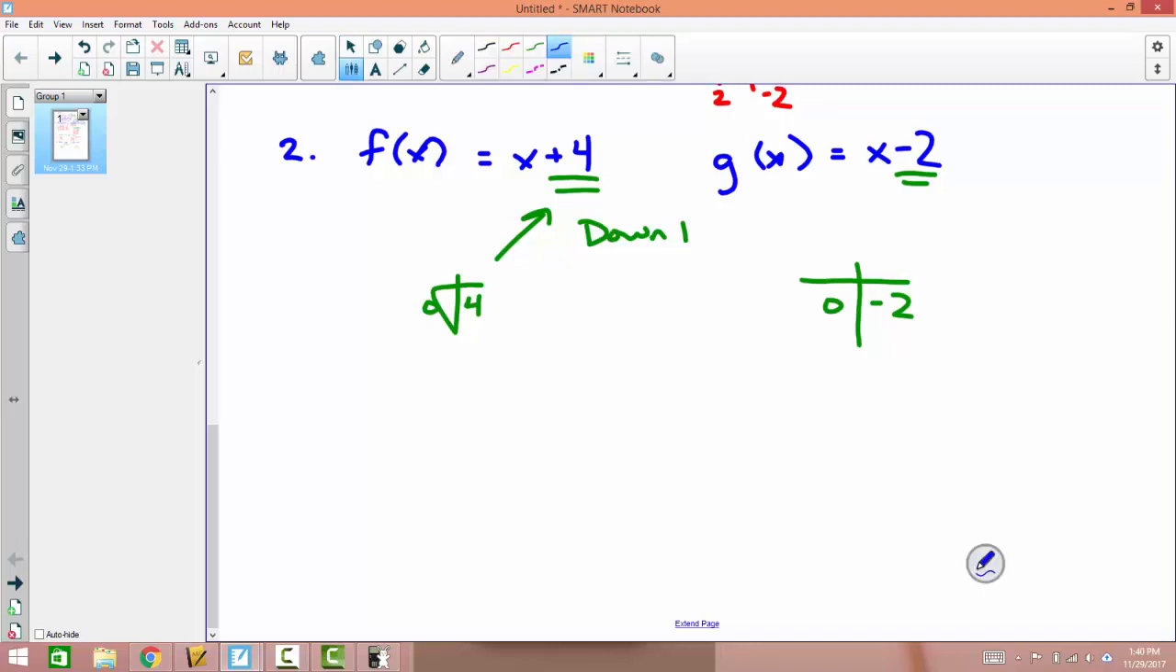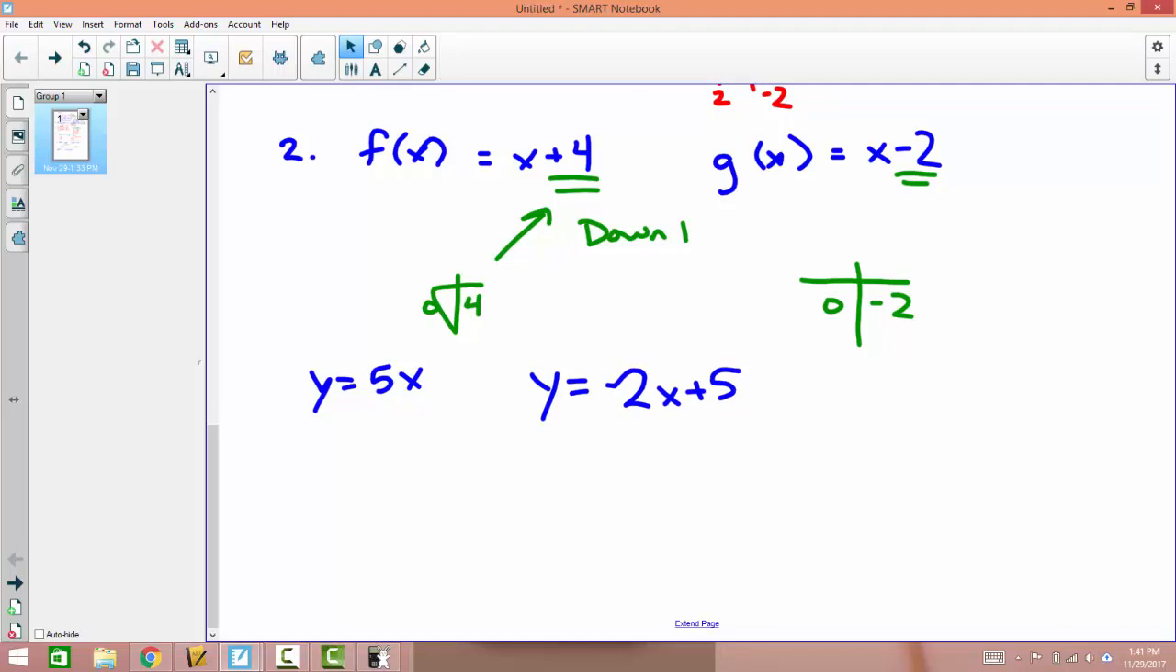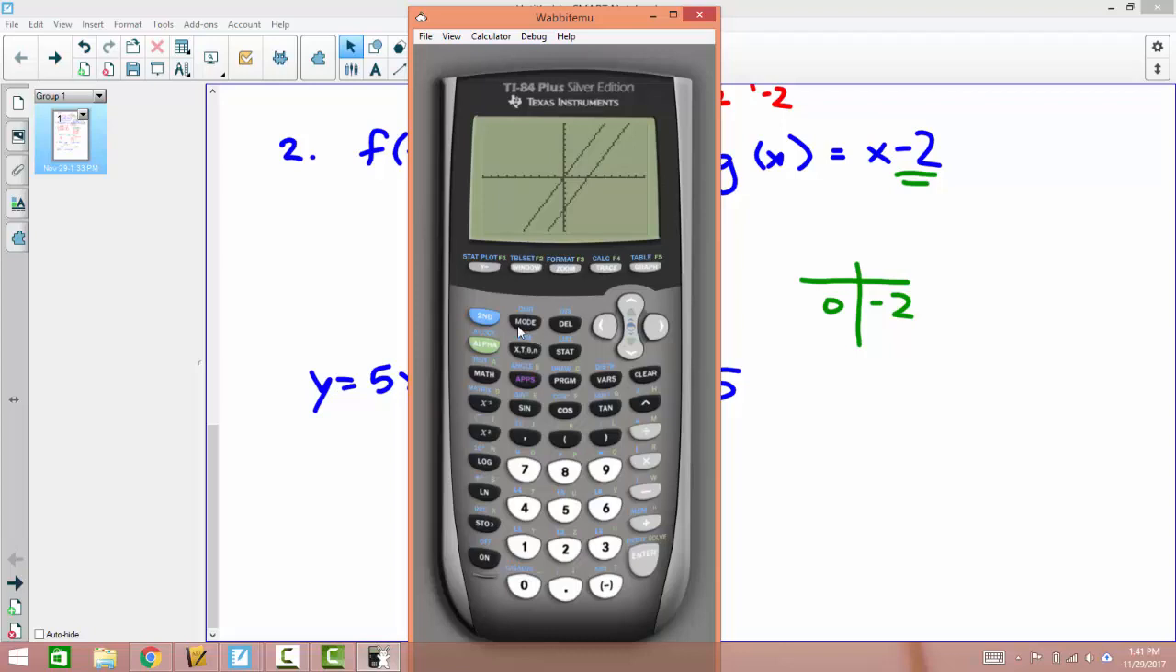All right, what if we have something like y equals 5x and y equals negative 2x plus 5? How do you think that transformation is going to look? So let's go back to the calculator. I've already cleared the memory, so it's basically graphing from negative 10 to 10. So we can just write in the two equations, 5x and negative 2x plus 5. Remember, the negative is the very bottom one. Okay, what's going on?